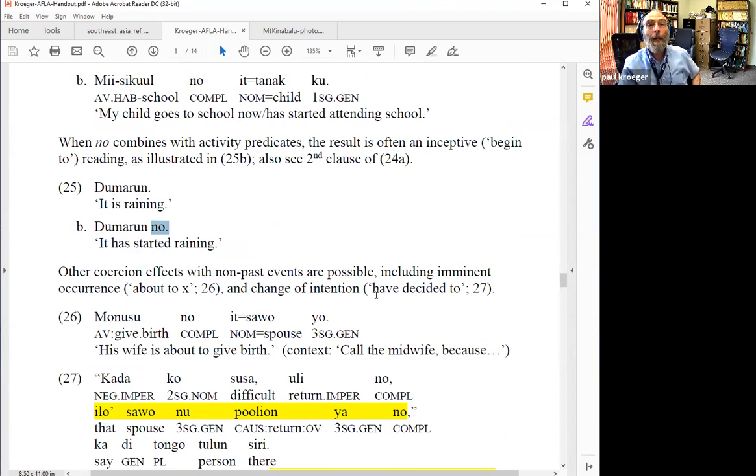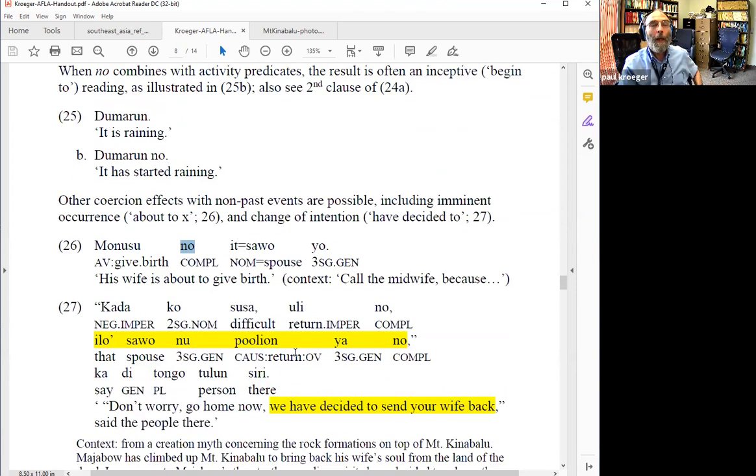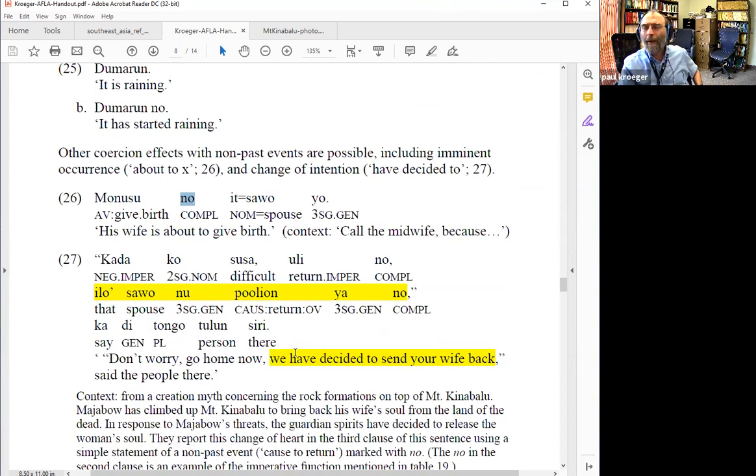And all of these are very similar to what you find with Mandarin sentence final le, including some of these others. Imminent occurrence. His wife gives birth, no, means she's about to give birth. And the context might be, oh, quick, call the midwife, she's about to give birth. Oh, golly.